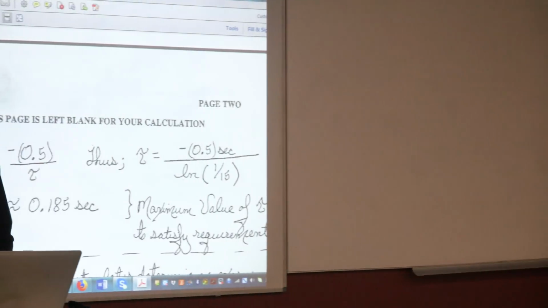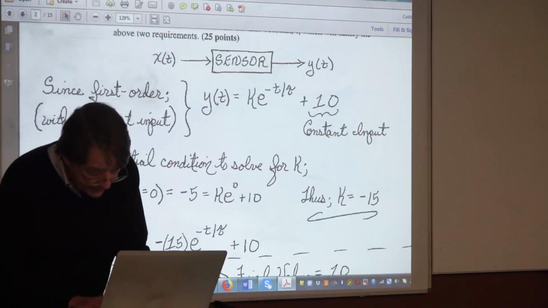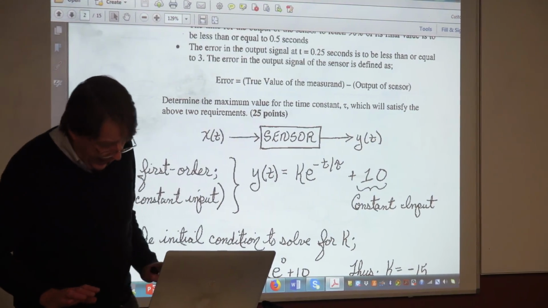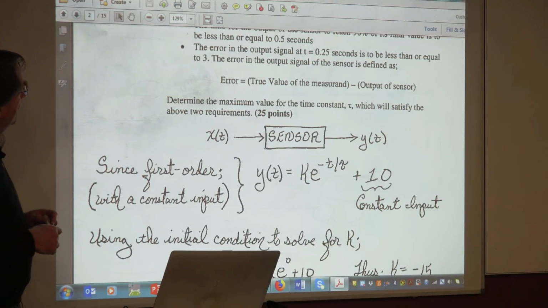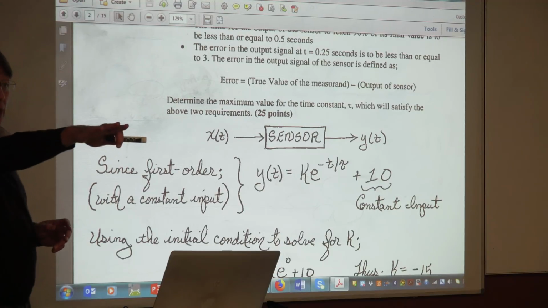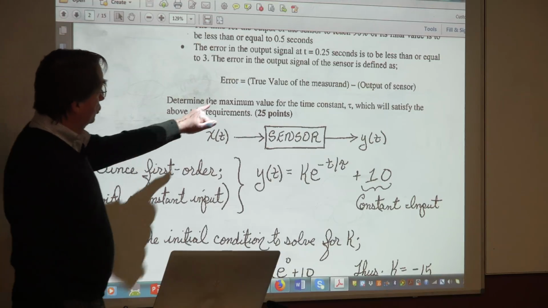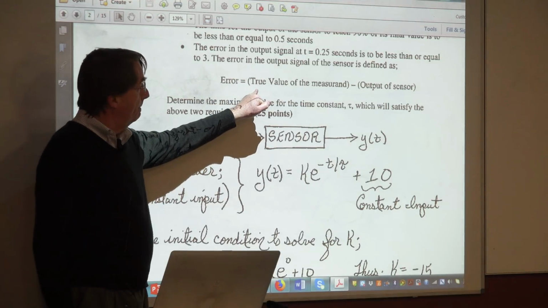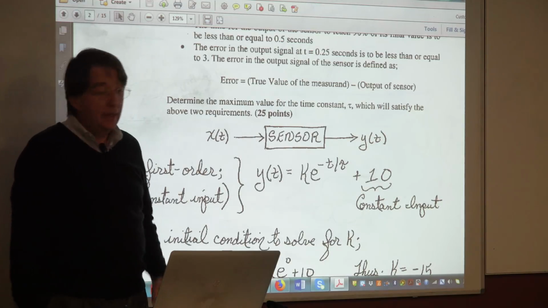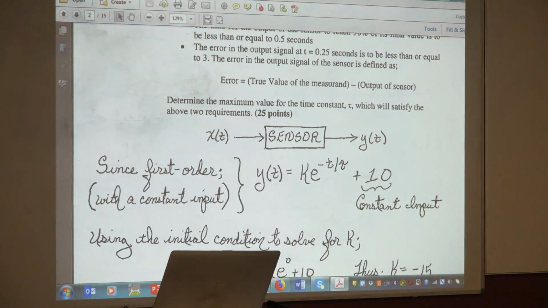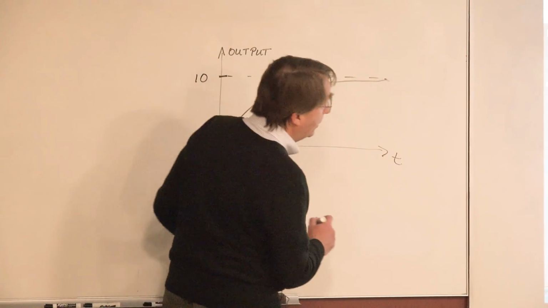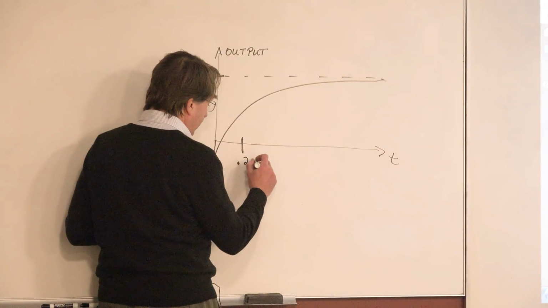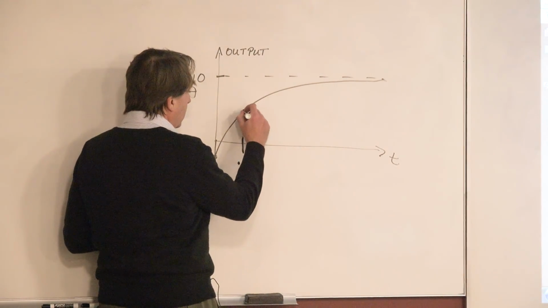Now, the second half of the problem, let me just read it again. Second half of the problem said, okay, at a quarter of a second, t equal 0.25 seconds, we want the error to be less than or equal to 3. And I say, great, how do I define the error? It's the true value minus the output of the sensor. Now, if I could just go to this graph for just a second. Suppose this is, I'm using 0.25. This is 0.25 seconds. Okay? The sensor is reading this.